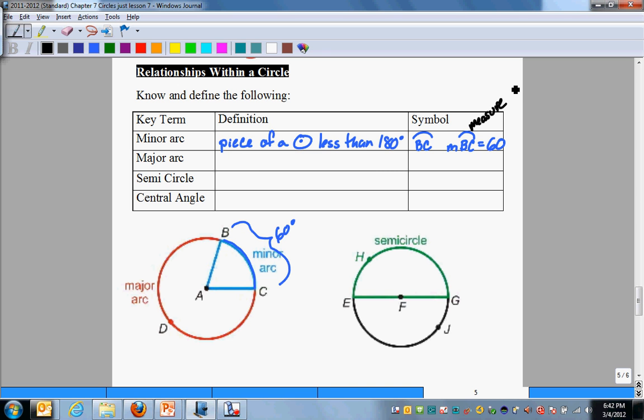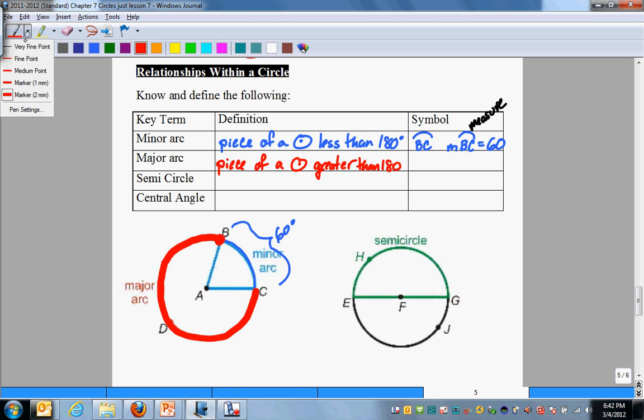Now, a major arc is a piece of a circle as well, which is greater than 180. That's why it's called major. So in this case, if we were to start at B, I'd like you to physically sweep. Put your pencil on B. Now physically sweep around the edge of the circle. Go through D all the way to C. Because that's bigger than 180, that's considered a major arc.